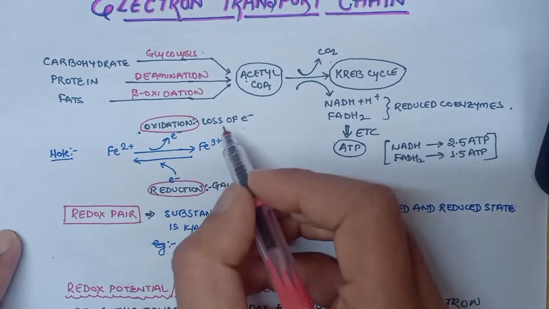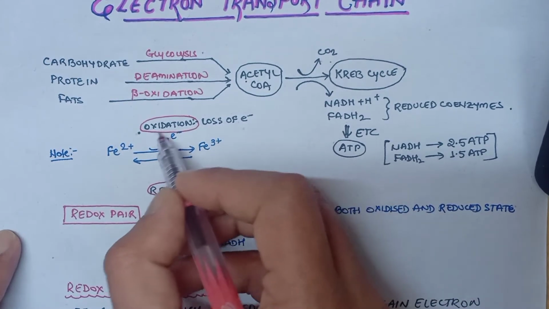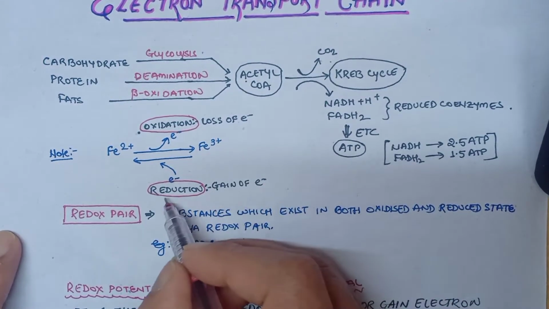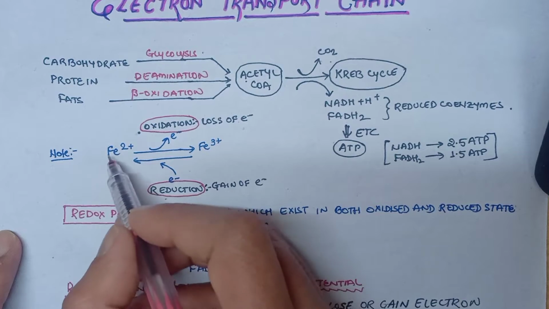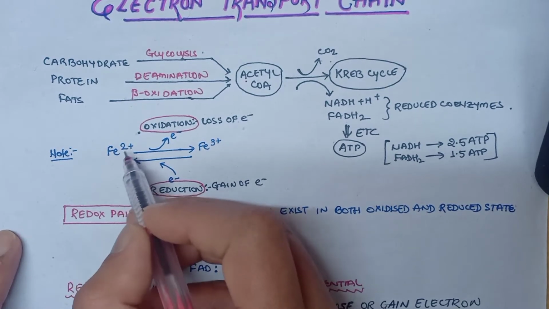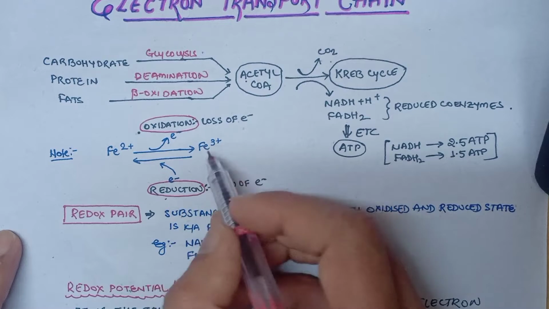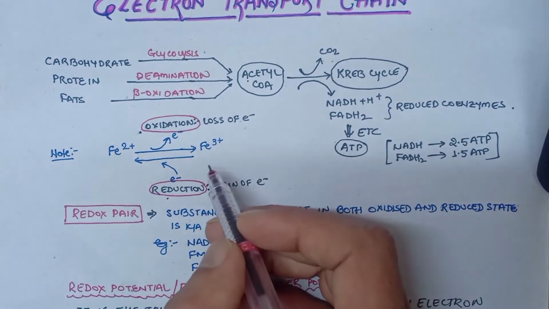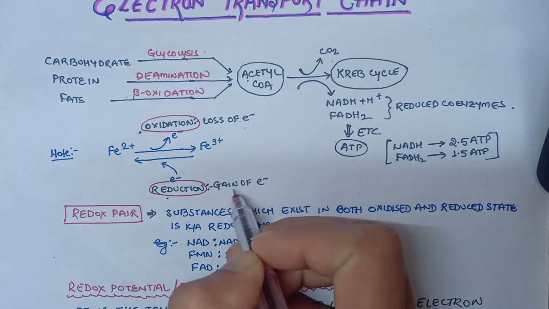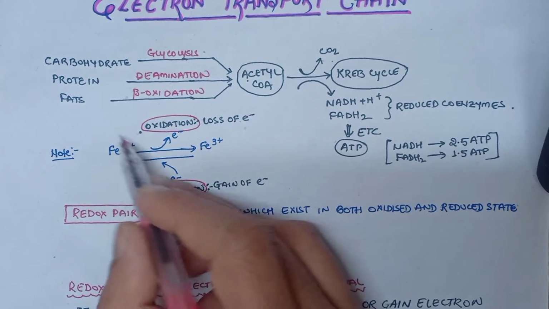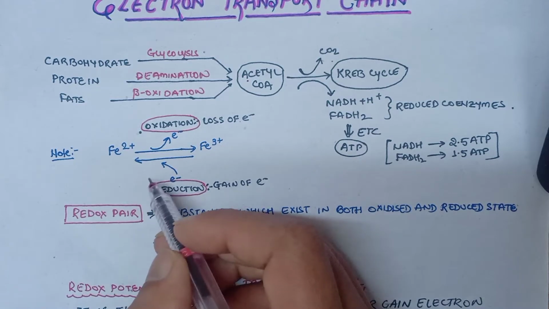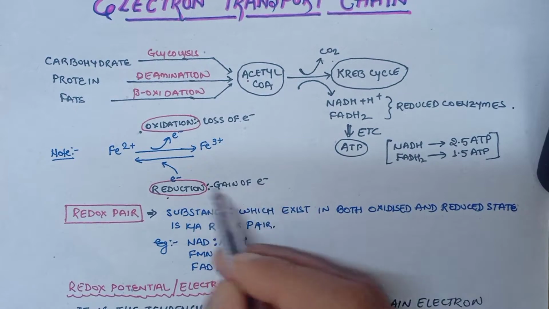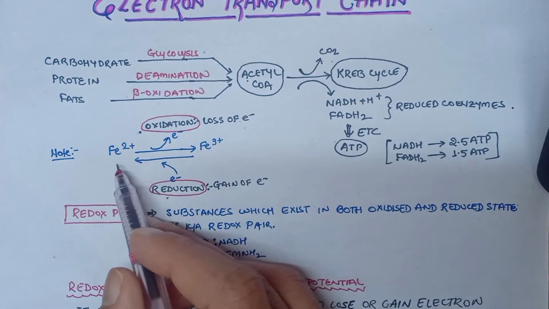Remember, whenever there is loss of electron, it is said to be oxidation, and whenever there is gain of electron, it is reduction. So for example, the ferrous form of iron, when there is loss of electron, gets converted into the ferric form, which is the oxidized form. And when ferric iron gains an electron, it gets reduced to the ferrous form of iron. So loss of electron is oxidation, and gain of electron causes reduction.